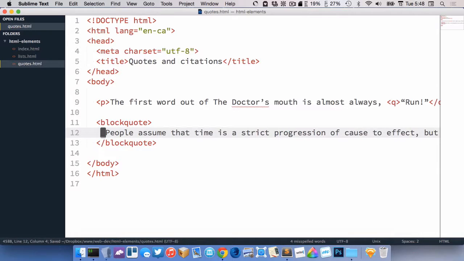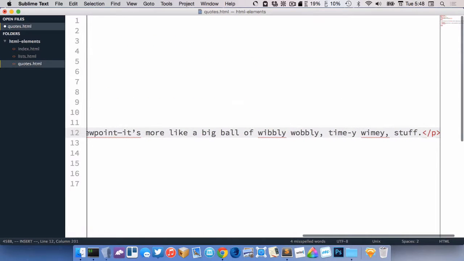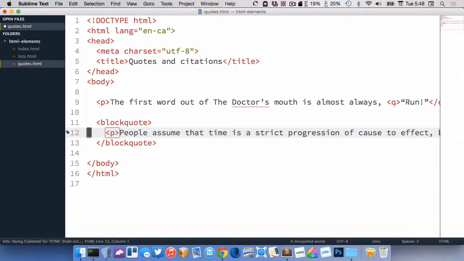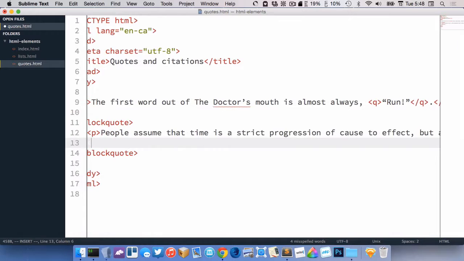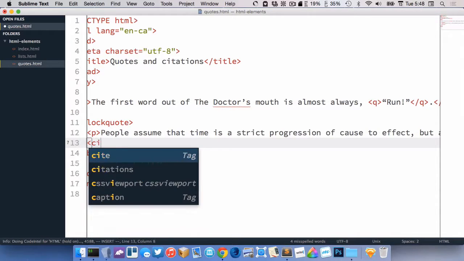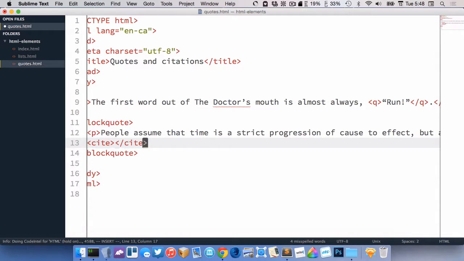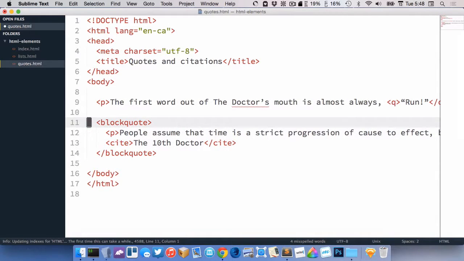With block quotes, though, there's usually a whole bunch of other information that you need. So block quotes often have a paragraph inside them because they can be multiple paragraphs. And also, you always want to cite the person who spoke that quote. So in this case, it would be the 10th Doctor, like that. So here is our big block quote. So quote tags are for small quotes, but block quotes are for big quotes.